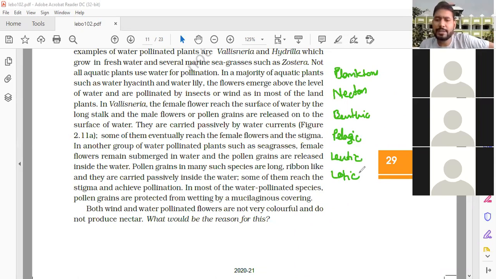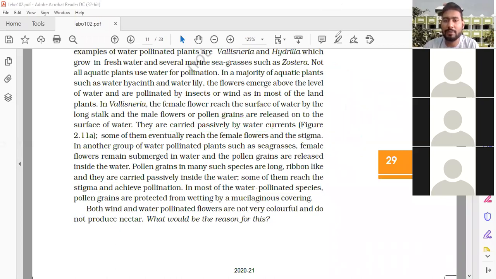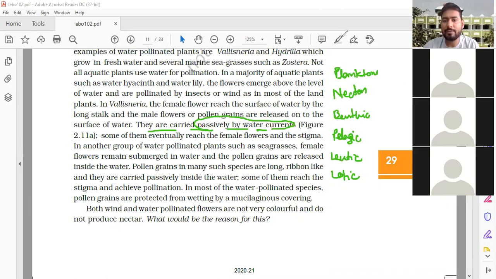So this is terminology which is used in the ecology and ecosystem chapter, but we are discussing it here because they have given, if you read this sentence, they are carried passively by the water currents. Passively means we will see here. Listen. Just wait.